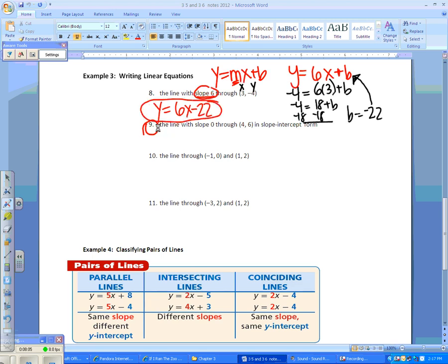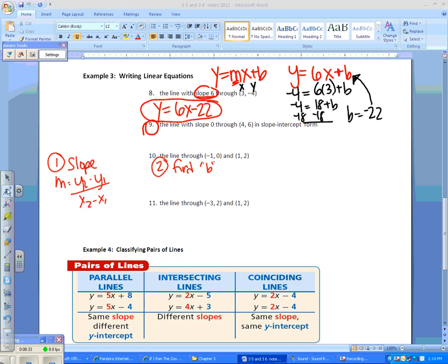Okay. Number 10 is a little bit harder because they don't give you the slope. In number 8, they gave you the slope and a point. In number 10, they're giving you 2 points. So that means the first thing you're going to need to do is figure out what the slope is. Then you're going to use the slope and find out what the y-intercept, what the b is. Okay, so slope, we're good at this, right? We're going to do m equals y2 minus y1 over x2 minus x1.